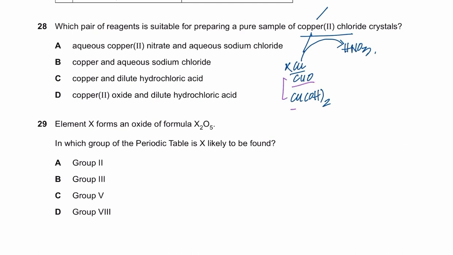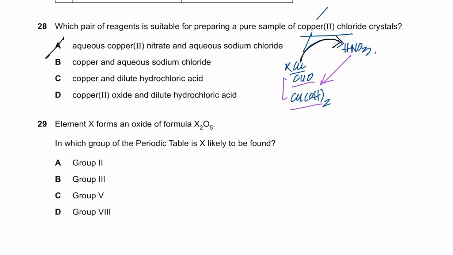So you either use copper oxide or copper hydroxide to react with HNO3, because then the acid base reaction would take place. Displacement cannot take place because copper is less reactive than hydrogen. So aqueous copper nitrate, no, that's absolutely wrong. You take a copper hydroxide or a copper oxide.